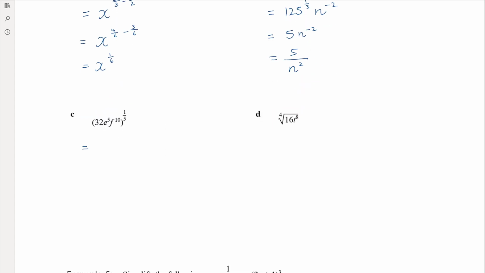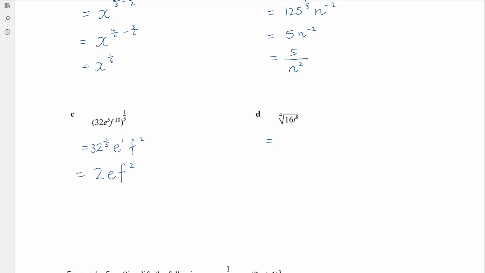Alright, C, so we're expanding the brackets first, so we've got 32 to the power of 1/5, e to the 5 to the power of 1/5, so multiplying 5 by 1/5 is 1. And f to the 10, and then to the power of 1/5, so multiplying 10 by 1/5 is 2. 32 to the power of 1/5, the 5th root of 32 is 2. E to the 1 is just e, f squared.